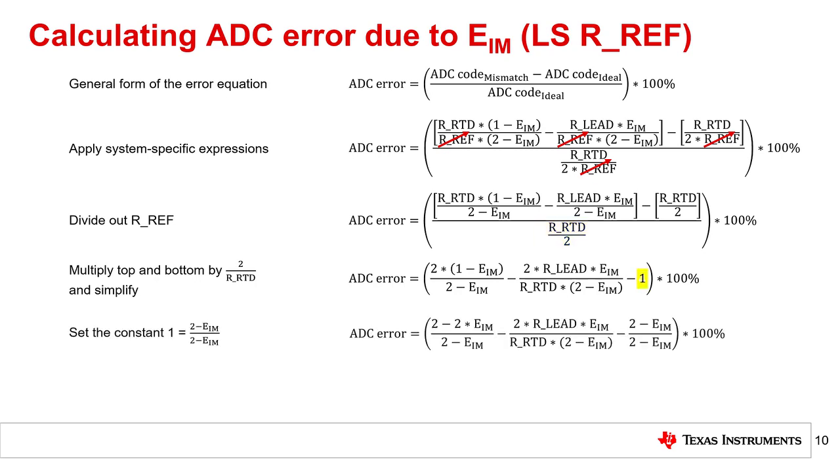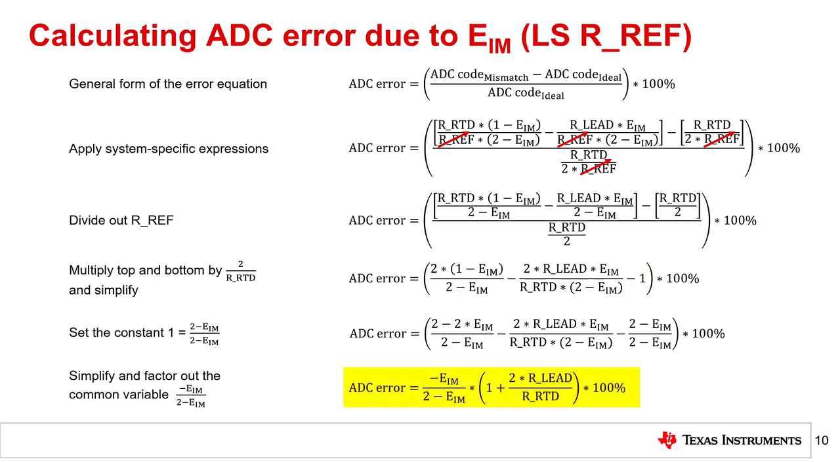Next, we can set the constant value of 1 in this equation equal to 2 minus EIM divided by 2 minus EIM. This is a valid operation because 2 minus EIM must always be a non-zero value. Further simplification and factoring out the common variable results in the final form of the error equation, which is highlighted in yellow. Note that the algebra on this slide and the preceding one are shown for completeness, but the equation highlighted in yellow is the most important takeaway from this analysis.